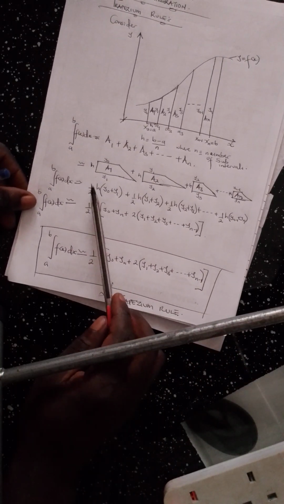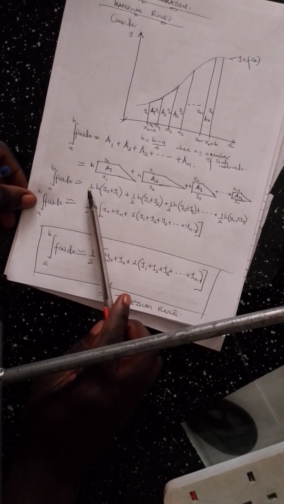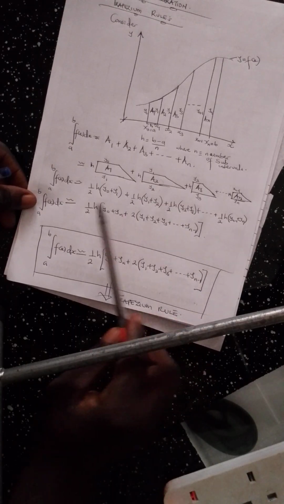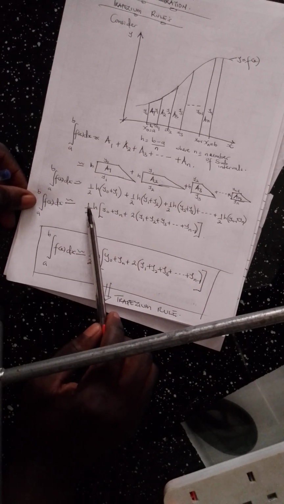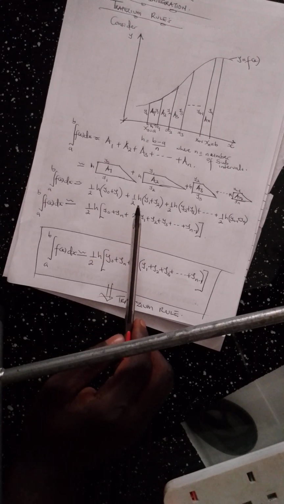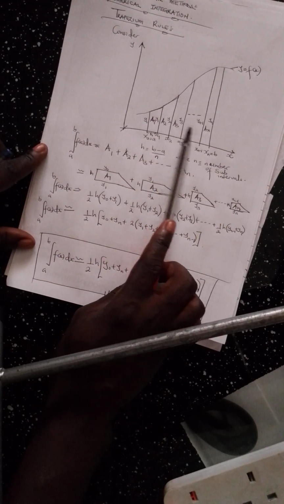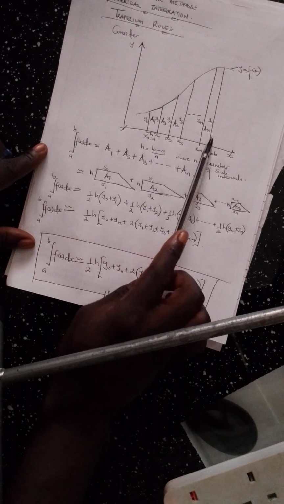Now what do you realize about A1, A2, A3 and An? They are all having a half H, a half H, a half H, a half H. So we pull it out. After pulling out a half H, amongst these Y values, there are Y values which are repeating themselves and some other Y values which are not repeating themselves.